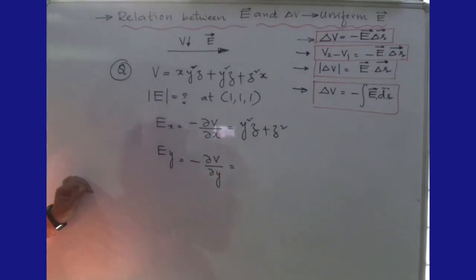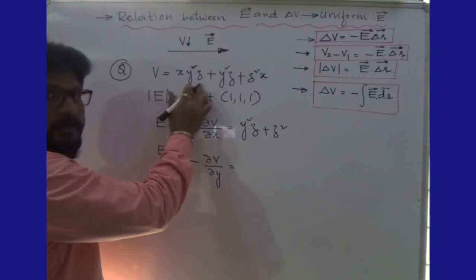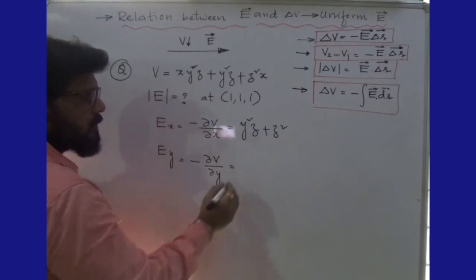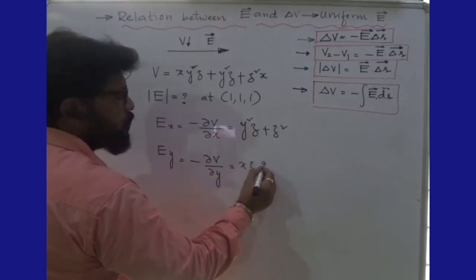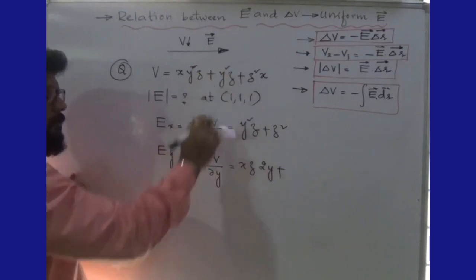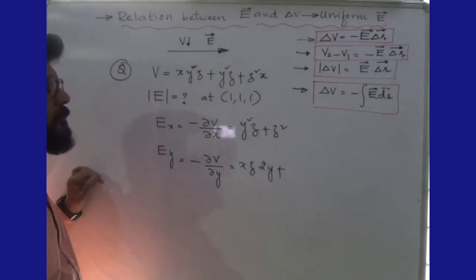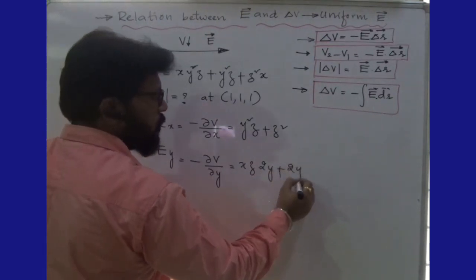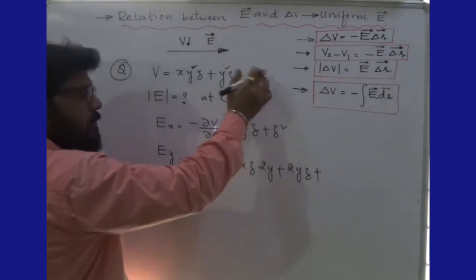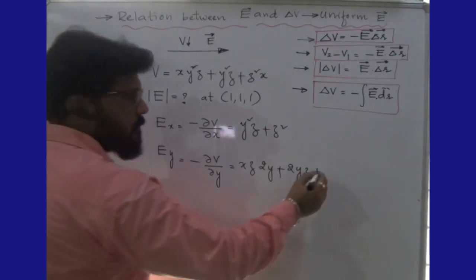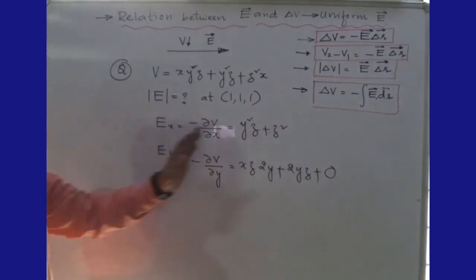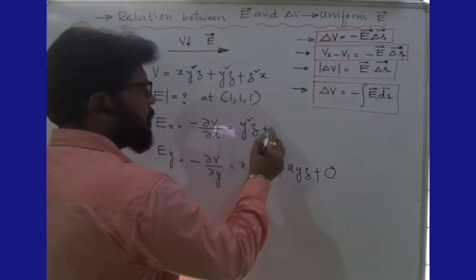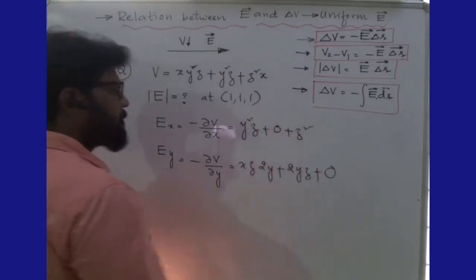Next, Ey is equal to minus dou V by dou y. If I take dou V by dou y in this case, only y is differentiable, x and z are constant. So x z into 2y, plus, in the second term, y square is there, that means 2y into z, plus here there are no terms, so it will be 0. Is it clear, all of you? So here also this is 0 plus z square.